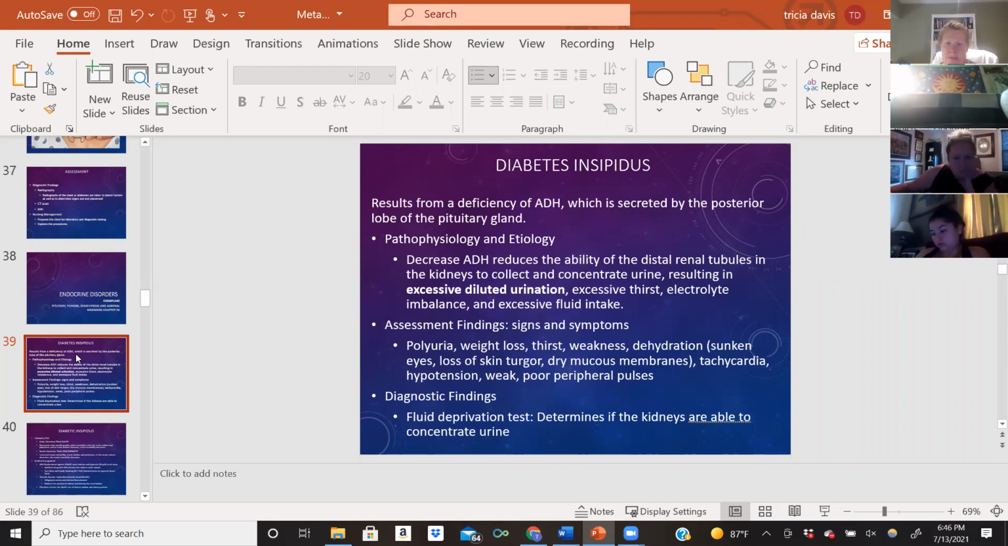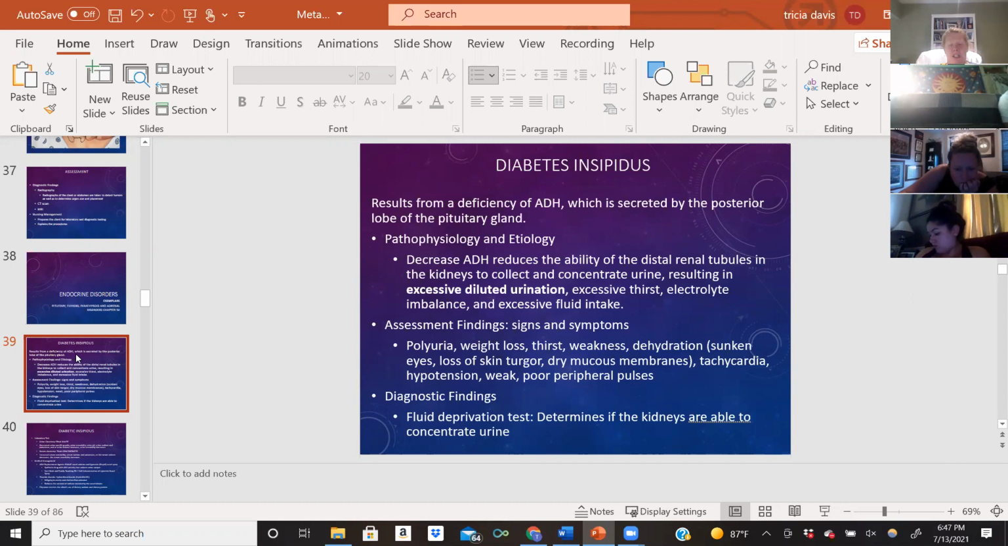What happens is there is a decrease in antidiuretic hormone, which reduces the ability of the distal renal tubes in the kidneys to be able to collect and concentrate urine. So because the body can't hold on to the urine, they can't concentrate it, the patient is just going to have excessive urination, and all the urine that comes out is going to be excessively diluted. They're going to be complaining that they have excessive thirst. They're definitely going to have an electrolyte imbalance, and they're going to have excessive fluid intake because they're so thirsty and they're drinking so much.